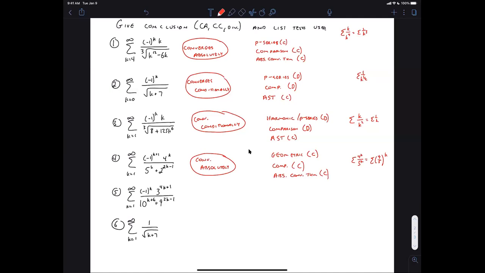Okay, so then number 5, if you got over here, you'd get to 3 to the 4K plus 1 over 9 to the 2K minus 1. That simplifies to 3 to the first over 9 to the negative 1 times 81 over 81 to the K. That means this is K-term test because that's 1. And this diverges. Does that make sense?